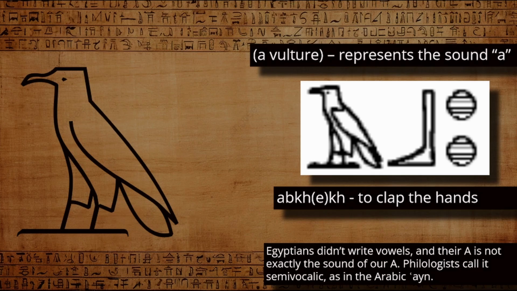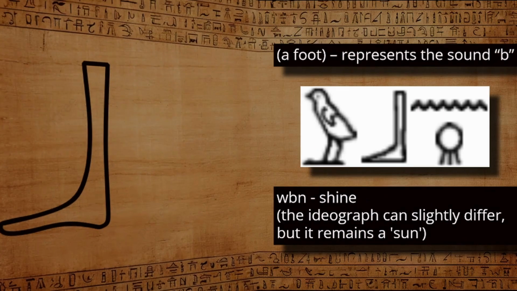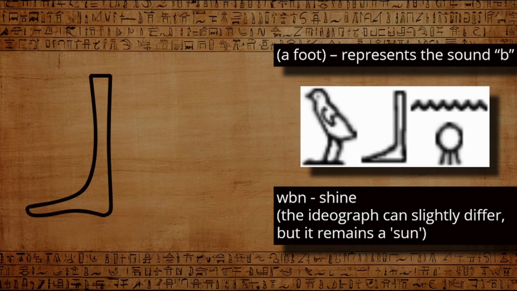Next, we move on to a hieroglyph shaped like a foot, actually a little bit of a flag as well. This one represents the sound B. And if you caught my first little trip, you might recognize this in the word webben, which means to shine or to rise. Now, I need to apologize for the less than perfect image quality here. It was a challenge to find one that matches the visual detail I wanted to show you.